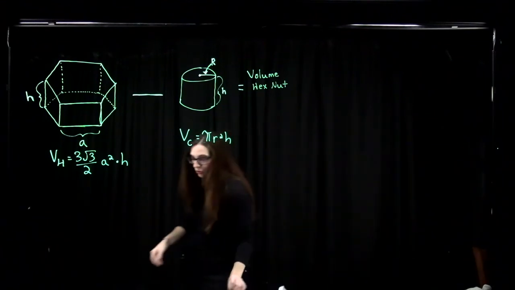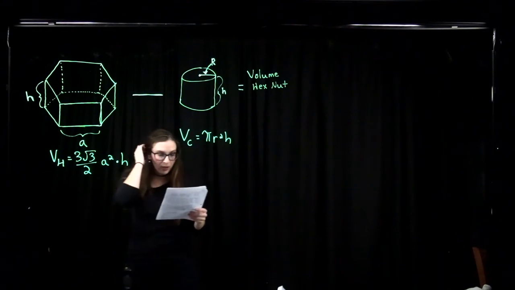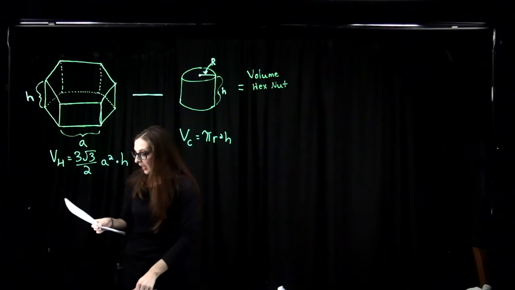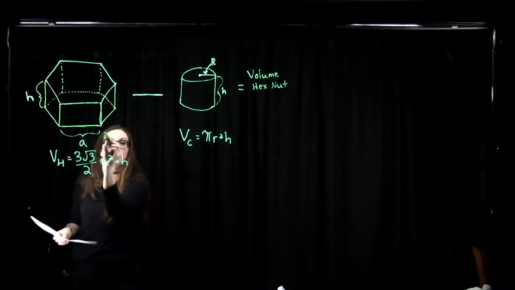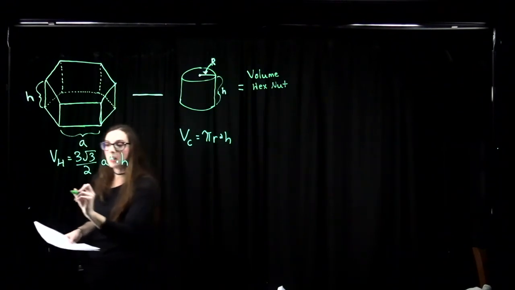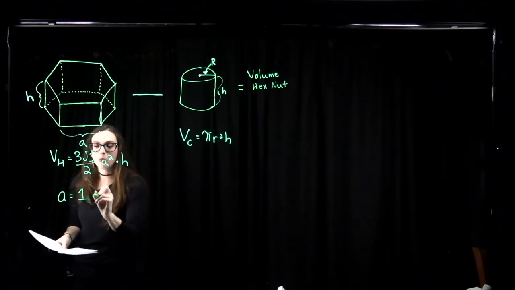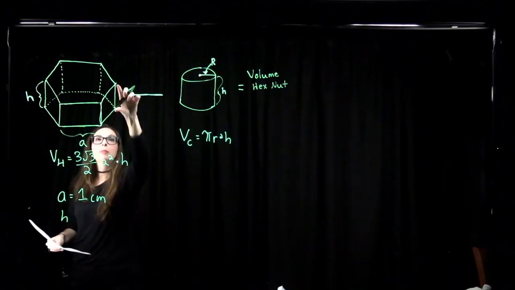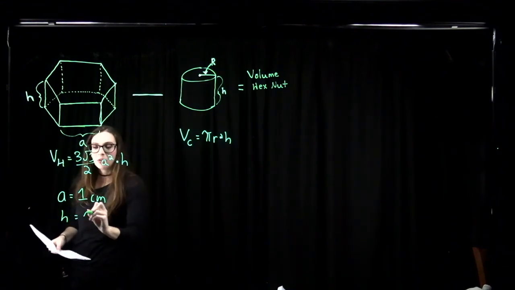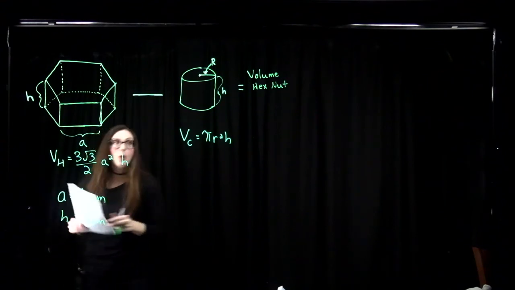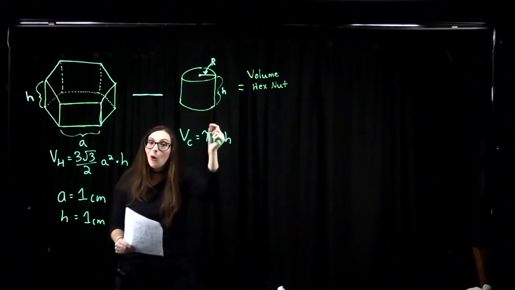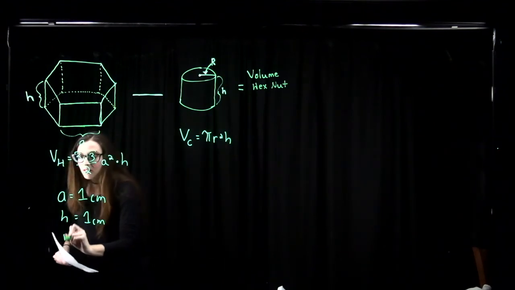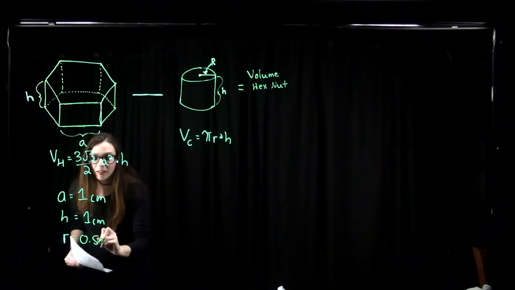Okay, so let's try a problem. Let's say I want to find the volume of a hex nut, and I know that the length of my sides, a, is 1 centimeter, and the height of my nut is also 1 centimeter. I know that the diameter of the hole in the middle of my nut is 1 centimeter, so that means the radius is 0.5 centimeters.